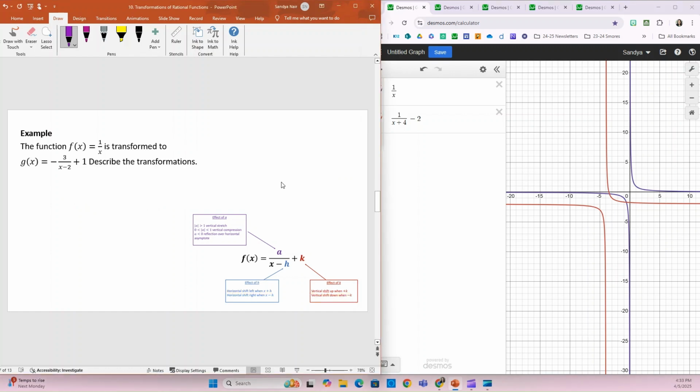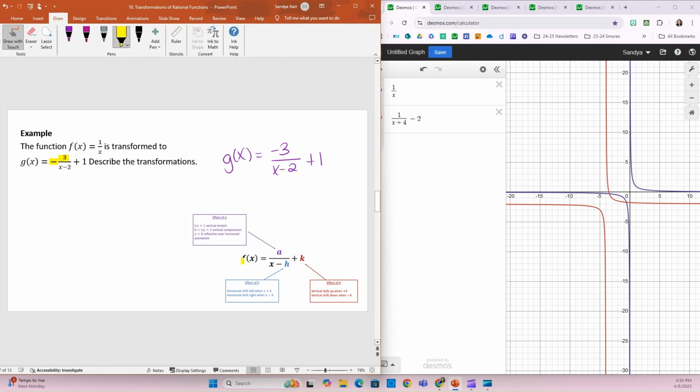So now let's go ahead and study this transformation. So we have f of x equals 1 over x transformed to g of x equals negative 3 over x minus 2 plus 1. So we have this negative here in front, and we also have a 3. So that's actually going to represent the value of a. So I know it's hard to see the way it's written, but you kind of want to think about this as being like g of x equals negative 3 over x minus 2 plus 1. Okay, so just go ahead and think about that negative as being with the 3.